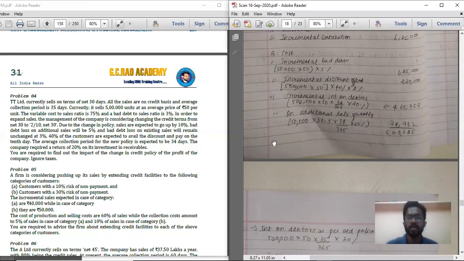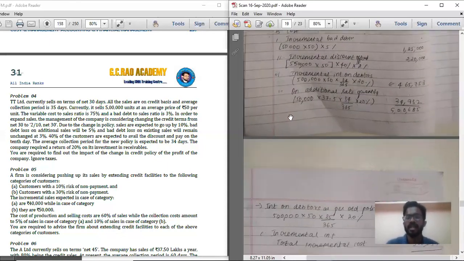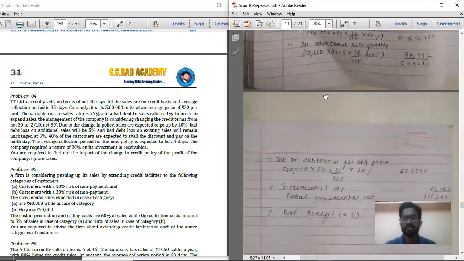Below that, small Roman number 5. That is interest, minus, within bracket put less, interest on debtors as per old policy. Here we are adding the new policy interest on debtors and we are deducting the old policy interest on debtors. So what we will get is the incremental interest on debtors. Below that, small Roman number 5, less interest on debtors as per old policy. Below that open a bracket.